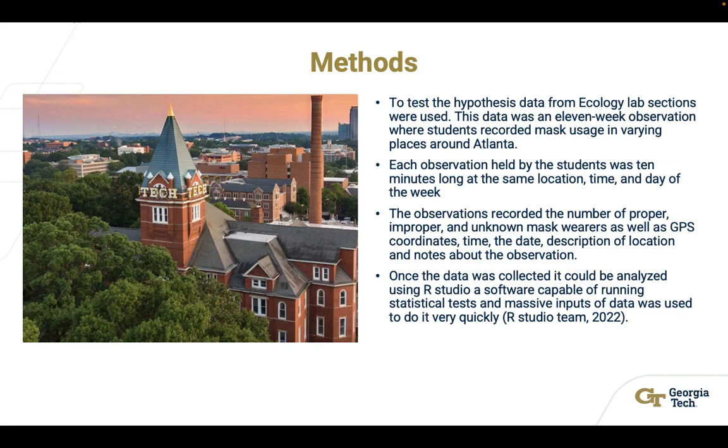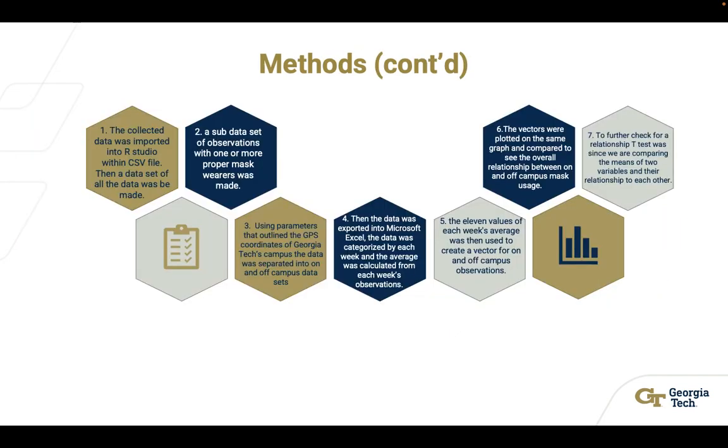Once all the data was collected, it could be analyzed by hand, but this is very tedious, so RStudio was used because it is capable of running these tests and massive inputs of data. Once the data was collected, it was imported to R within a CSV file, and a subset was made with observations with one or more proper mask wearers. Using parameters that outlined the GPS coordinates of Tech, 2 more sub-data sets were made for on and off-campus wearers.